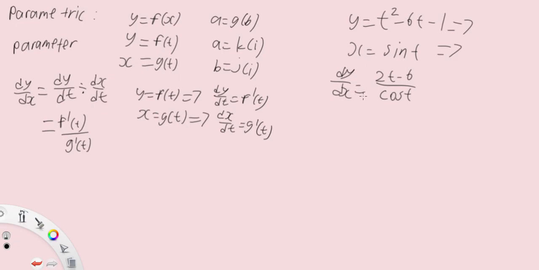So if I want to find the stationary points for this, well, it's very simple. If this equals 0, I have a stationary point at t equals 3, right? Because the numerator must be equal to 0. So at t equals 3, what's the coordinate of the stationary point? We have x equals sine 3, and y equals, let's see if my math is correct, minus 10. So this is how we can use parametric differentiation, without actually knowing how x and y are related directly, but we can relate them through a common parameter t. So yeah, this is just parametric differentiation.